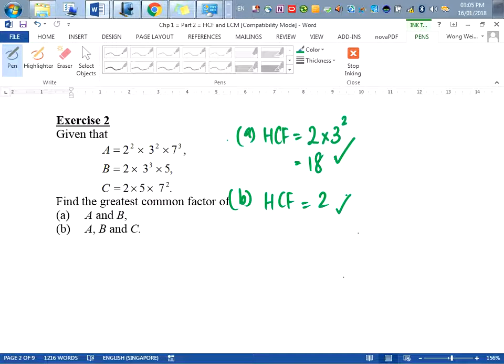Now I want you to imagine, in primary school, what would you do if you are given this question? Given that A equals 2 squared times 3 squared times 7 cubed, B equals blah blah blah, C equals blah blah blah, find the highest common factor, what would you have done? Would you have used your calculator and find out the value of A, the value of B, the value of C? And then you start to list out all the factors. And then after that, you go and find which are the common factors. A lot of time taken, right? So can you see that right now, in secondary school, we learn different methods. In this case, it's called prime factorization. This will save you a lot of time. No guessing required. No need to keep doing again and again, listing down, okay?